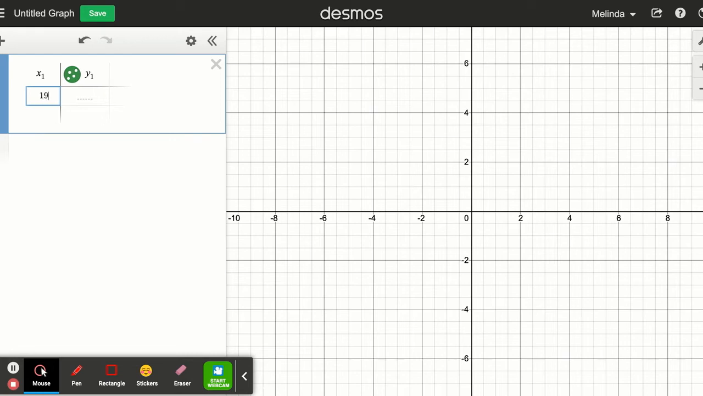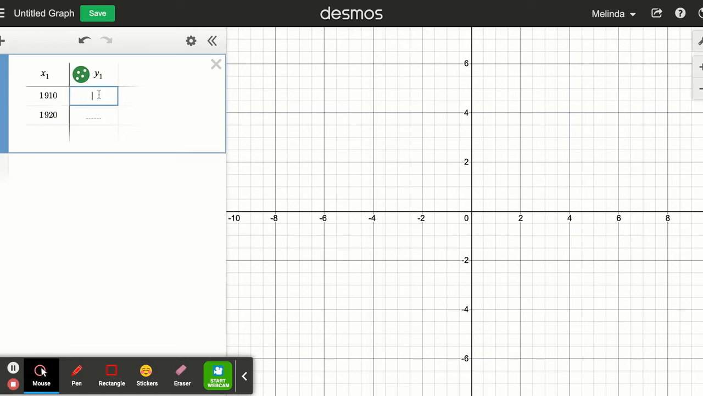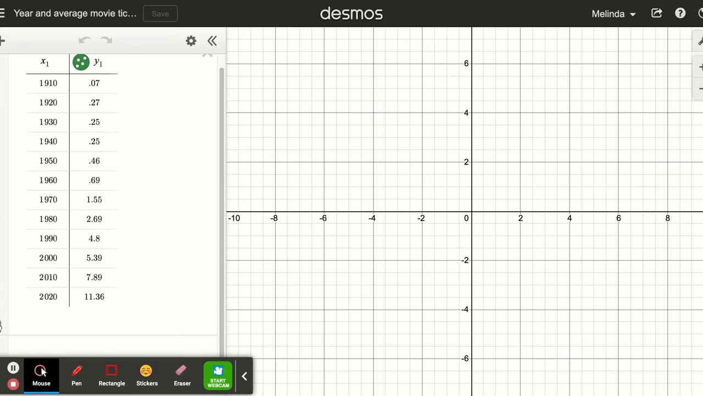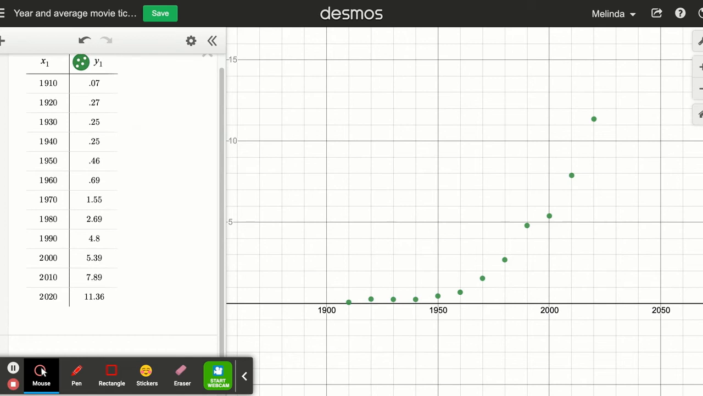Right, and so I'm looking at this table that's entitled years and average movie ticket prices. So I'm going to start with 1910, right, 1920. I'm going to keep going down. And then obviously over here in the Y column, I'm going to put the movie prices. So, right, so 0.07 and 0.27, all right, etc. So now that I have all the data, notice on the graph itself over here, I'm not seeing anything. All right, so I am going to hit this little zoom fit button, and there's the data.